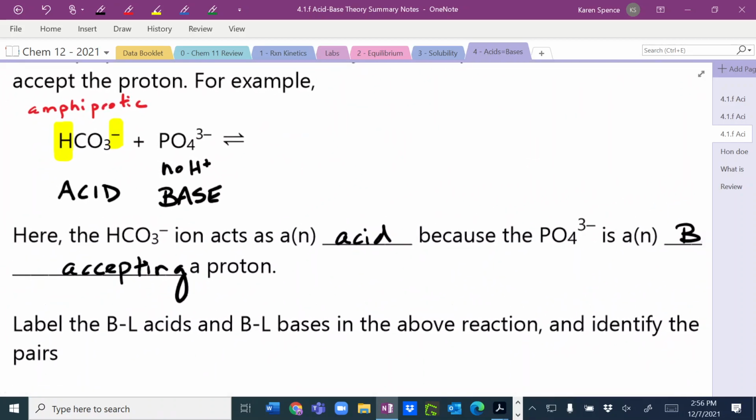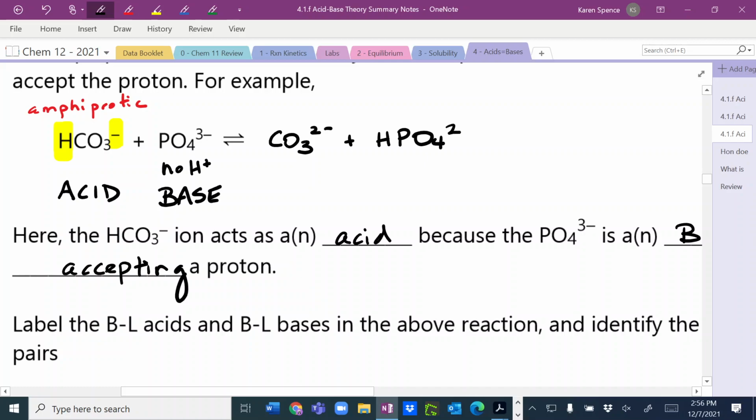So what would the products of this reaction be? CO3 2- plus HPO4 2-. We just moved an H+ from the HCO3- to the PO4 3-. Who are our acid-base pairs? First of all, who is the acid and the base in the products? CO3 2- is the base because it ain't got no hydrogen, yes. And HPO4 2- is the acid.